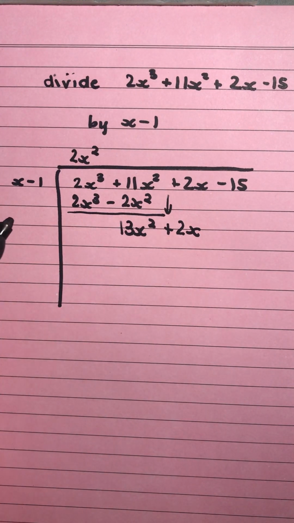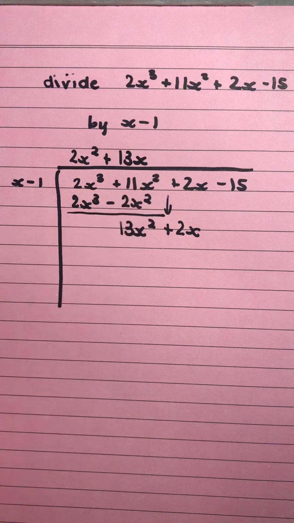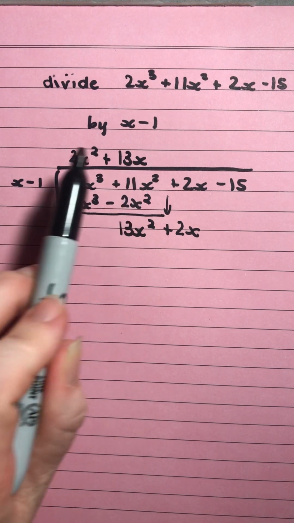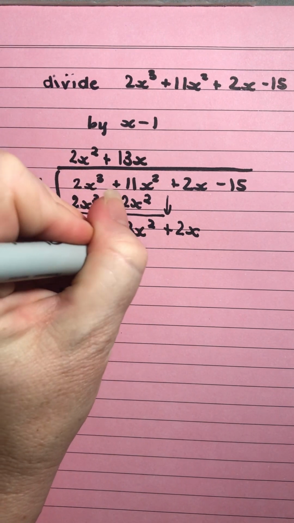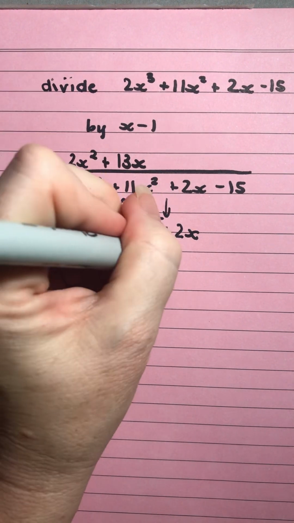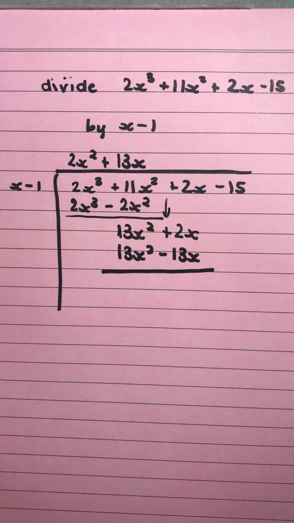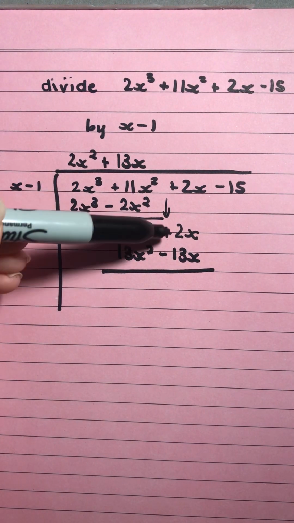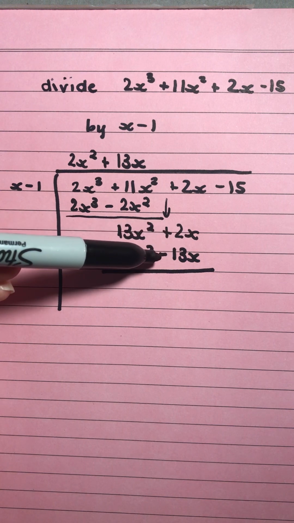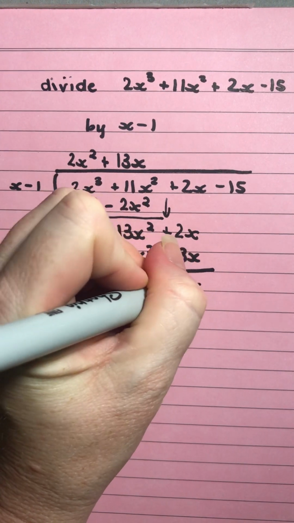So now I'm going to repeat the process again. So 13x squared divided by x is going to be 13x. Then I'm going to multiply that back out. So 13x times x gives me 13x squared. So same again. Then 13x times minus 1 will be minus 13x. So again, and that's why I chose this one with the minus in, because it's showing that process a couple of times. 2x, take away negative 13x is going to be 15x.